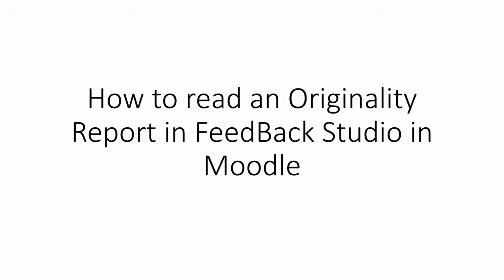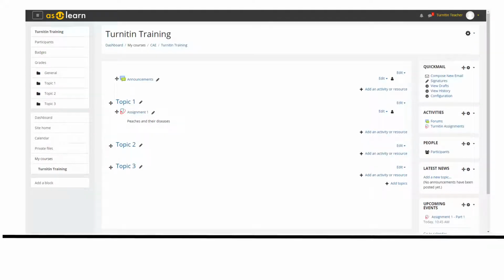In this video, we will cover how to read an originality report in Feedback Studio in Moodle. To access the originality report, e-rater or grammar and spelling check, and provide feedback to students using Feedback Studio, click on the Turnitin assignment.